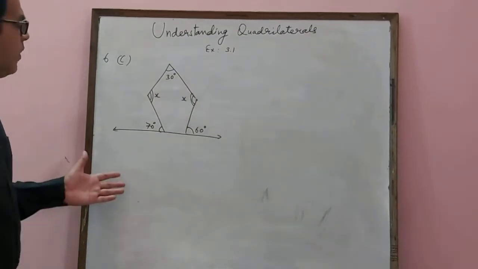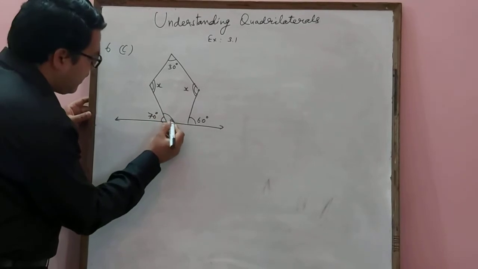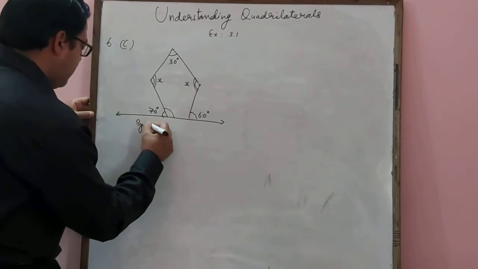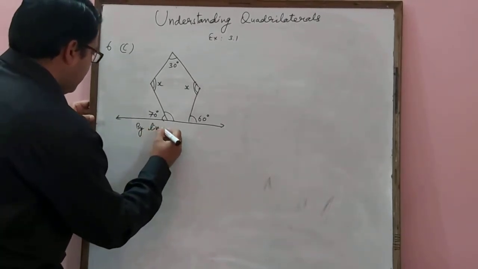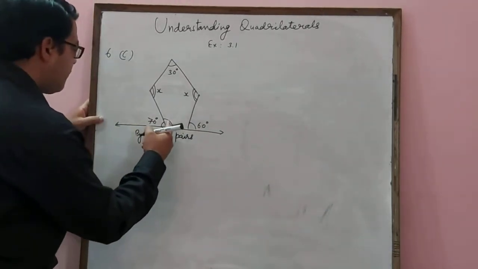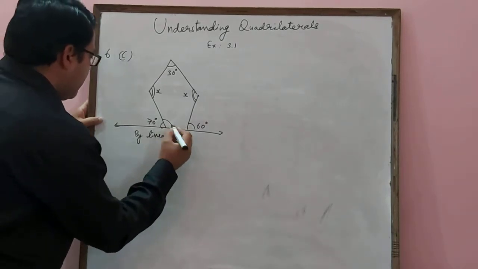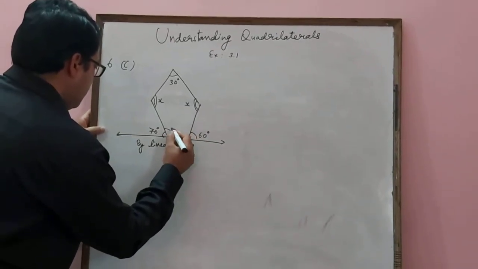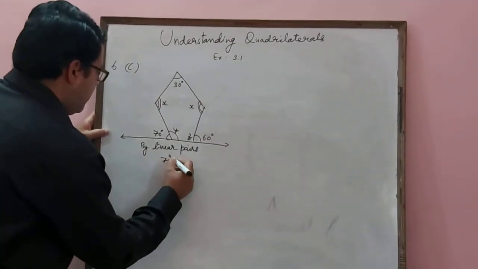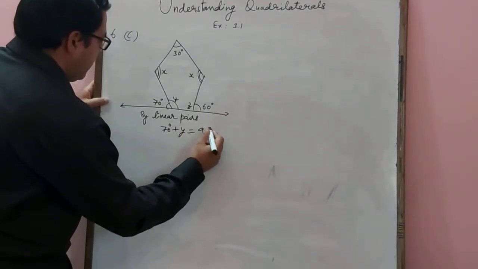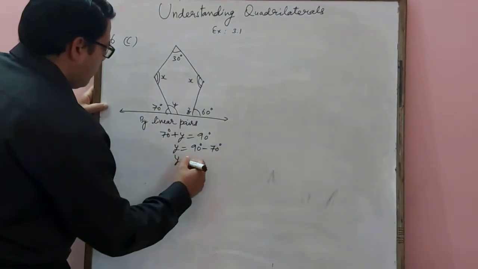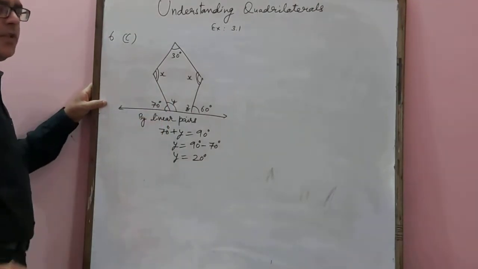Right? So first you need to find this angle. How can we find this angle? By linear pair. Right? So suppose this angle is Y, and this is Z. So 70 plus Y equals 90, and Y equals 90 minus 70, therefore Y equals 20. So this angle is 20 degree.